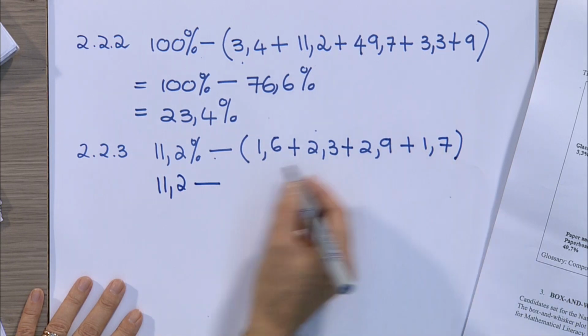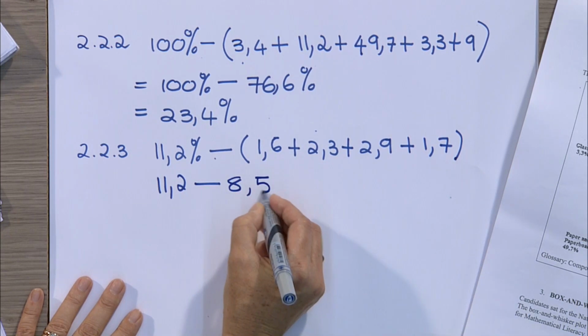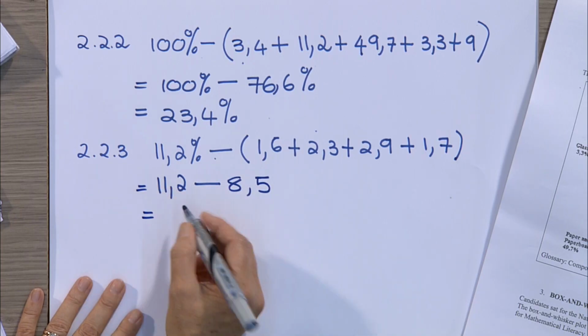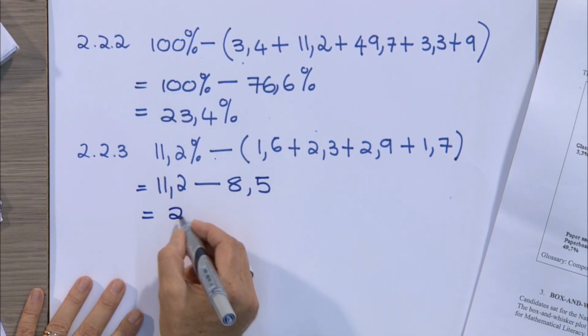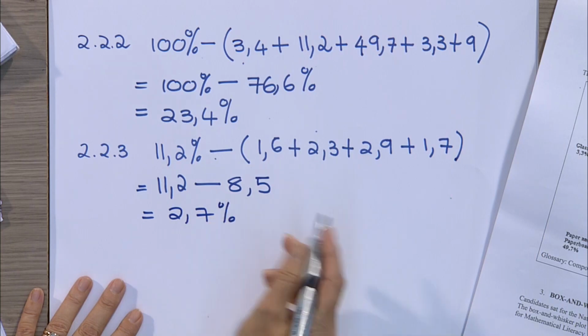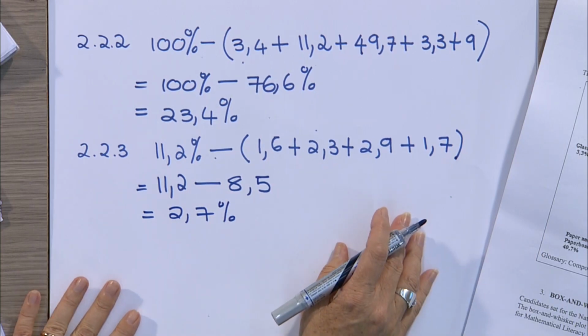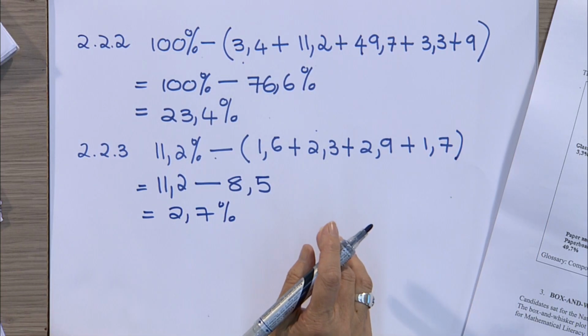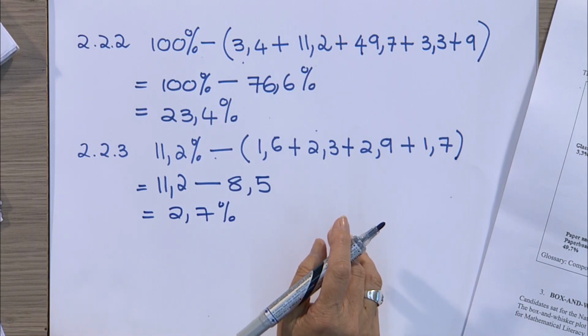I get added up, it is 8.5. Therefore, textiles will be 2.7%. That is then question 2.2.3.